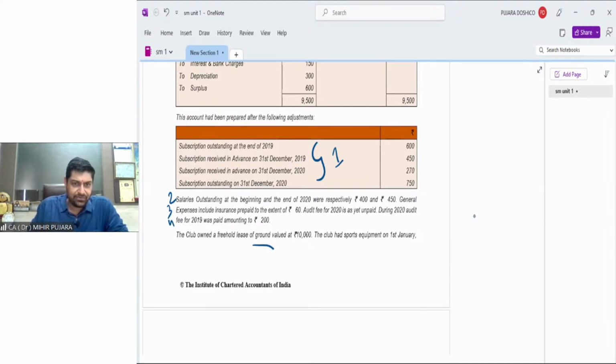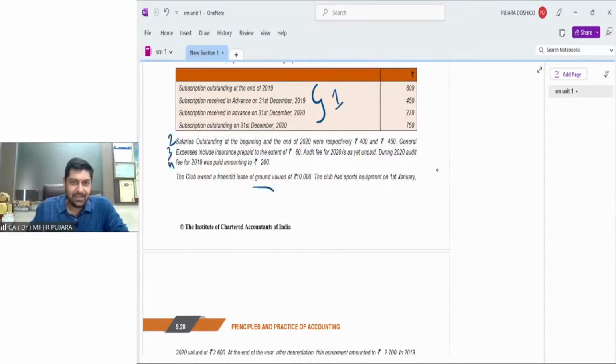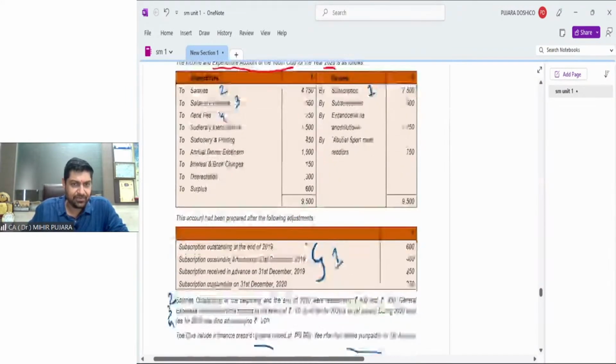So ground is your asset. यहाँ कुछ ground लिखा नहीं है. It's okay. Equipment. The club has sports equipment, right? Sports equipments. Here, it's a depreciation. Okay.